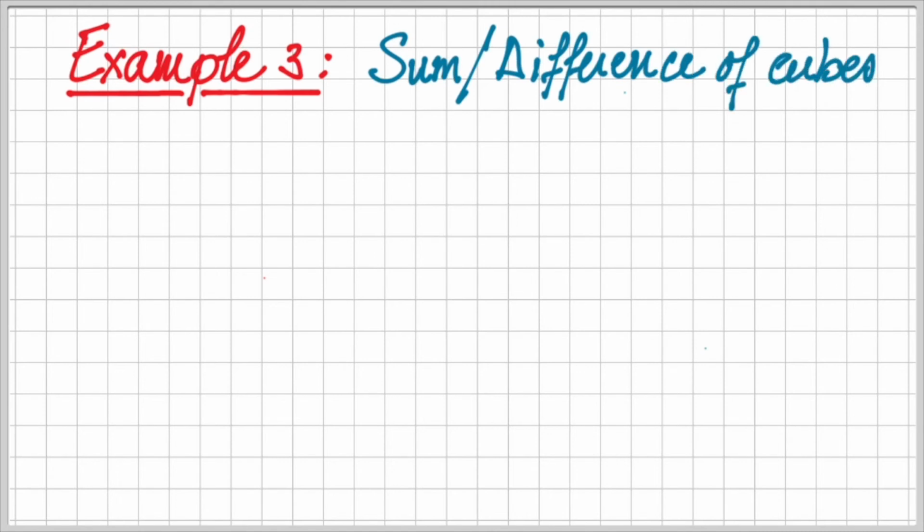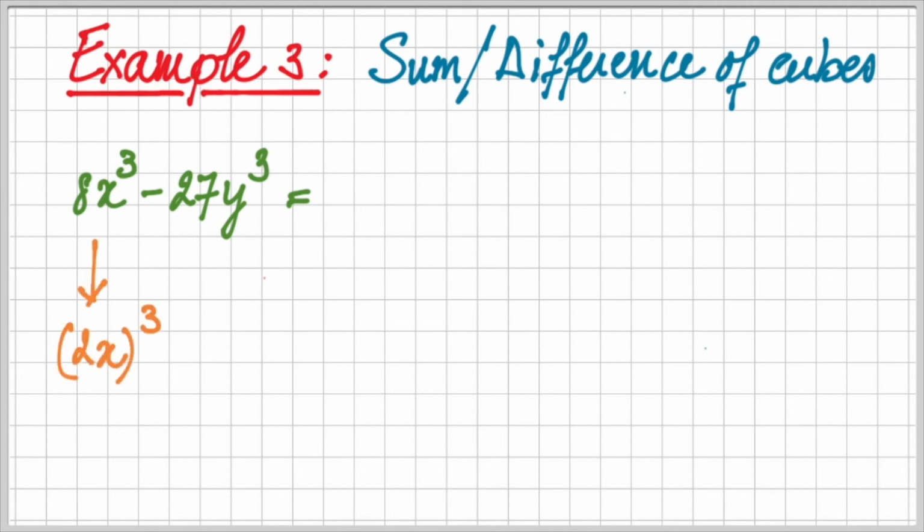In this new example, example number 3, we're going to look at the sum or difference of cubes. We're looking at a simple expression: 8x to the power 3 minus 27y to the power 3. When we look at this, we can say that 8x cubed is basically the third power of 2x. 2 to the third power is 8, so (2x) to the third power is 8x to the third power. We do the same for 27y cubed. 27 is equal to 3 to the power 3, so we can write 27y cubed as (3y) to the third power.